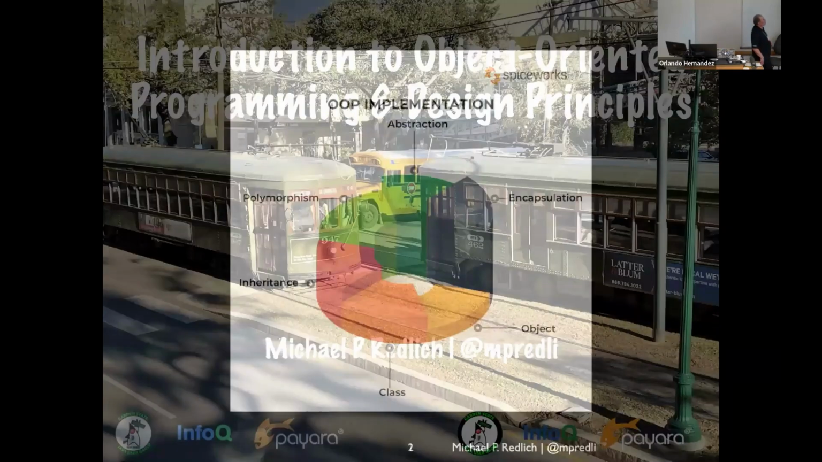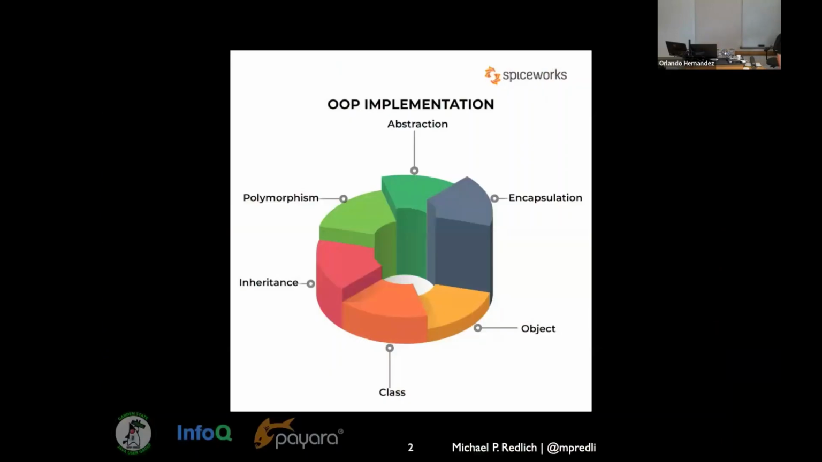All right. So what we'll do today, I love this picture. I found it this morning. We are going to hear all about abstraction, polymorphism, inheritance, class, object, and encapsulation. I think this is a cool picture. And then this is courtesy of Spiceworks. I'm glad their name's in that.